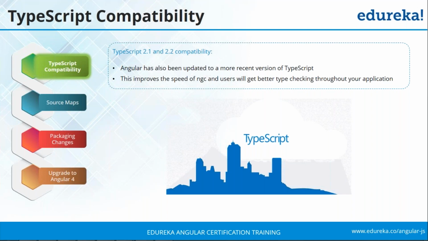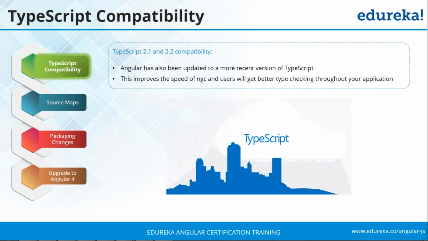Earlier, your Angular 2 was built on TypeScript 1.8. Now to use TypeScript 2.1 or 2.2 compatibility, you have to build your Angular 4 with 2.1 or 2.2. So this is what the Angular community did. They compiled Angular 4 with TypeScript 2.1 and 2.2 so that you can use the TypeScript 2.1 and 2.2 features inside your Angular 4 projects.